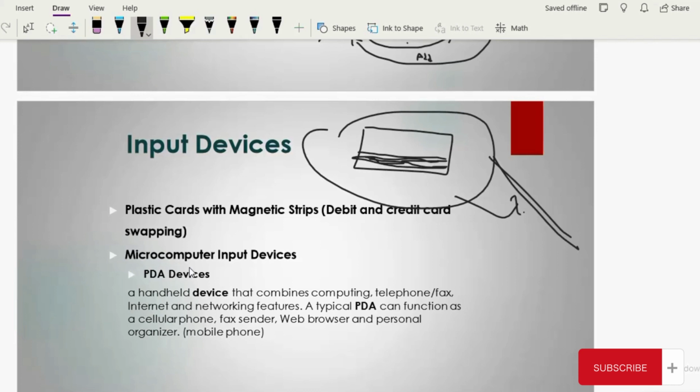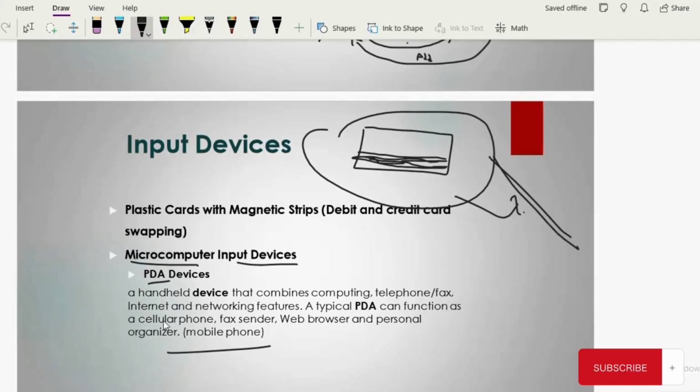Then we have microcomputer input devices. They are known as microcomputers because these devices have many things which a computer can do, so we call them microcomputers. What is the most common example? PDA. Everyone knows what a PDA is. The most common example is your mobile phone, right?